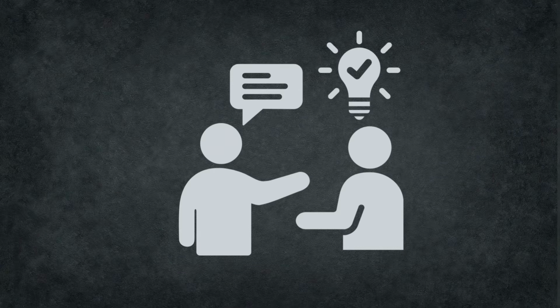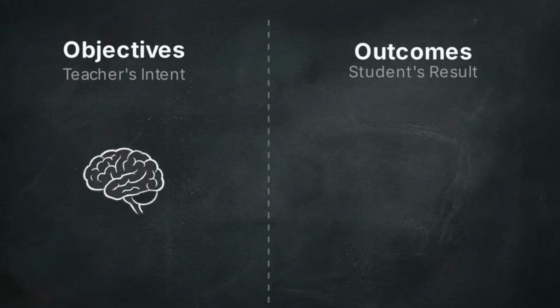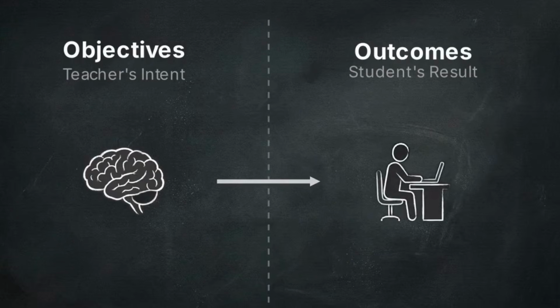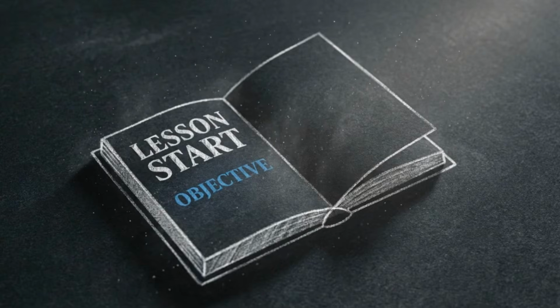But a mental state is difficult to measure. You can't easily look at a student and see understanding from the outside. Because of that, holding knowledge is only the first step. That information has to cross over into physical application. An objective tells us where the lesson begins. It serves as the starting line of the educator's plan.